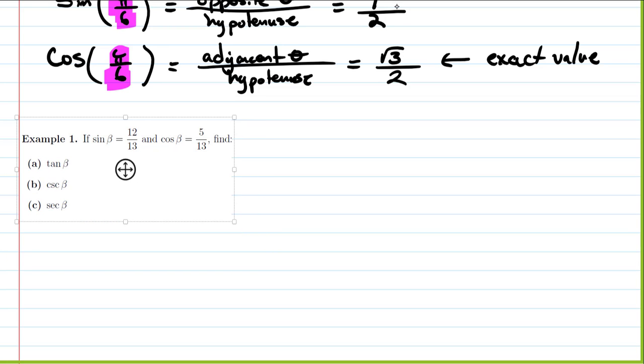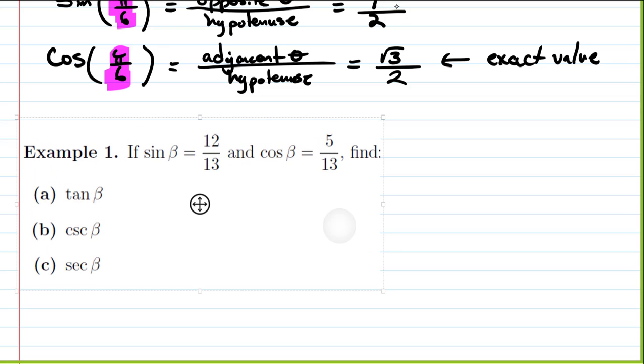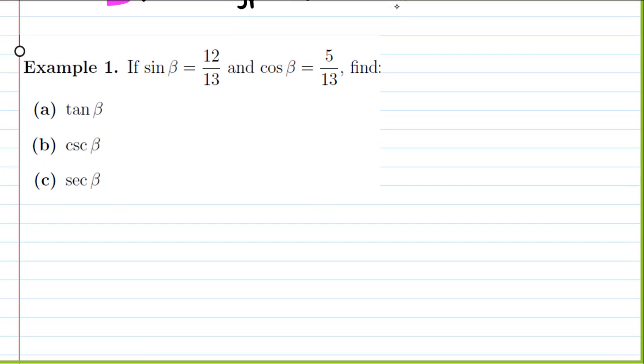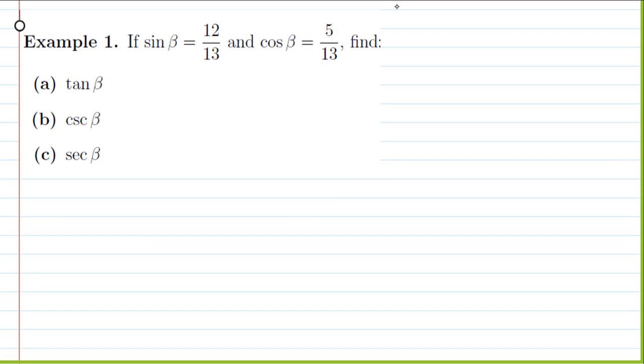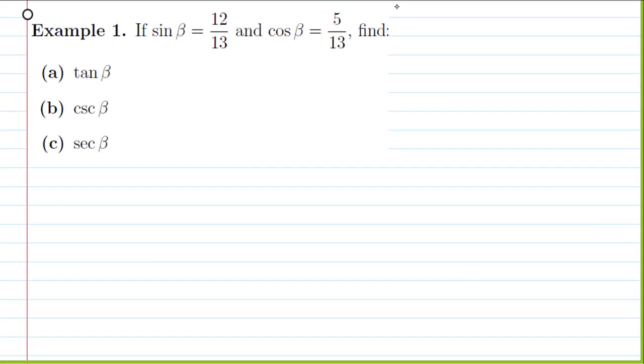We're told that the sine of beta is equal to 12 over 13, and that the cosine of beta is 5 over 13. We want to find the tangent of beta, the cosecant of beta, and the secant of beta. So we need to construct a triangle. So I'm going to draw a triangle, and I label my known angle. And when I say my known angle, I mean the angle that was given. So we're going to call this beta.